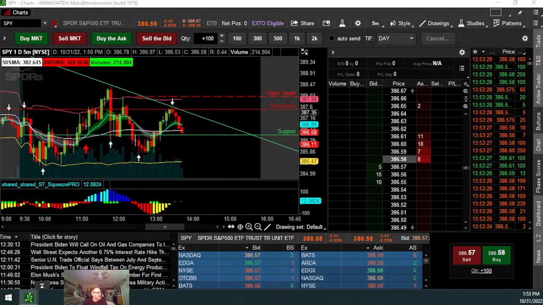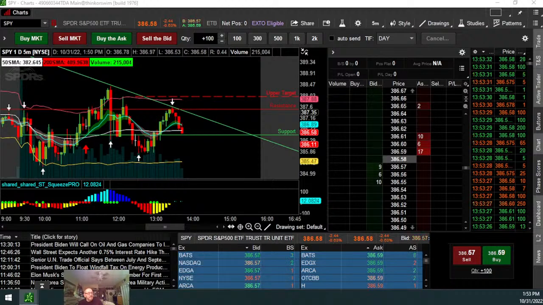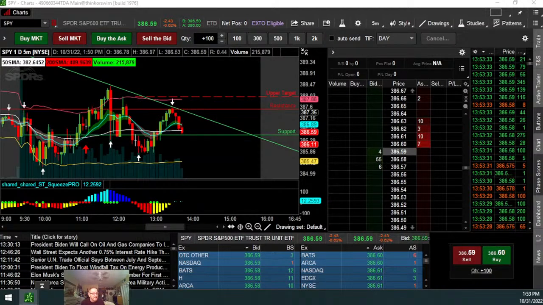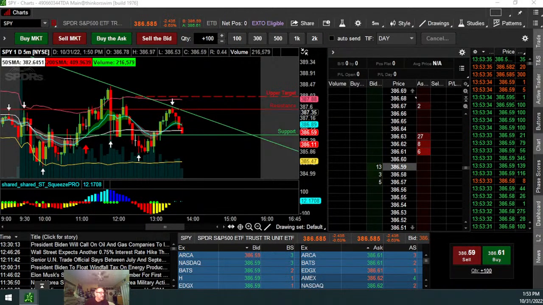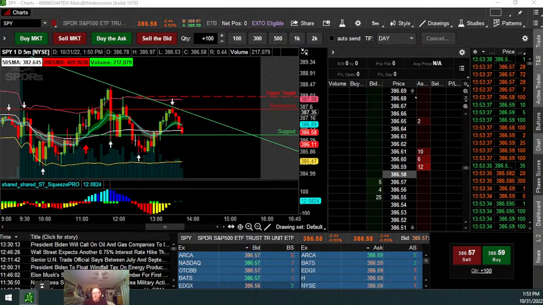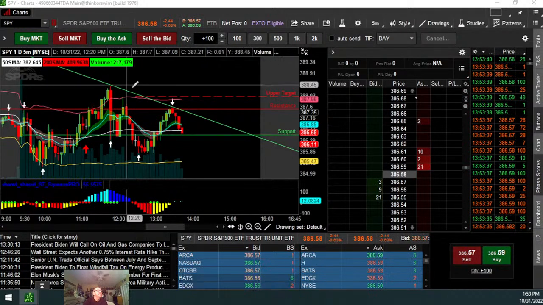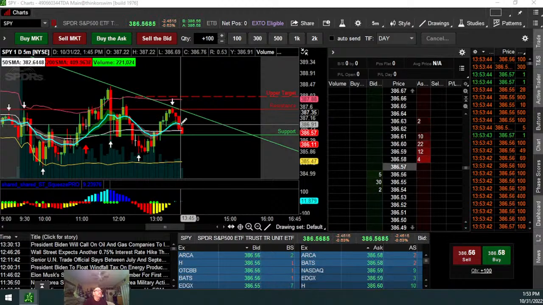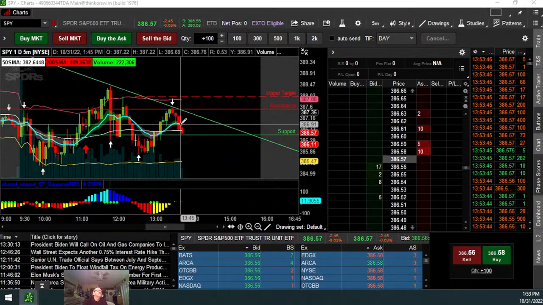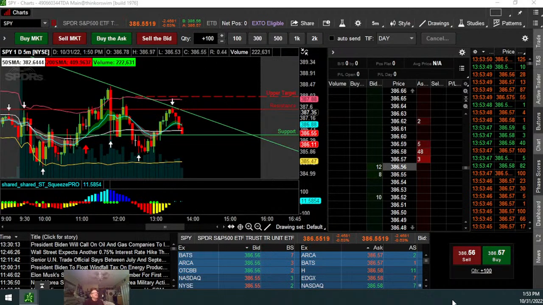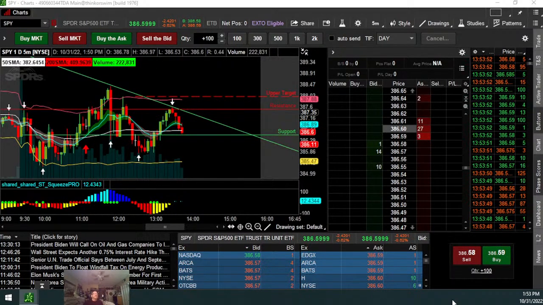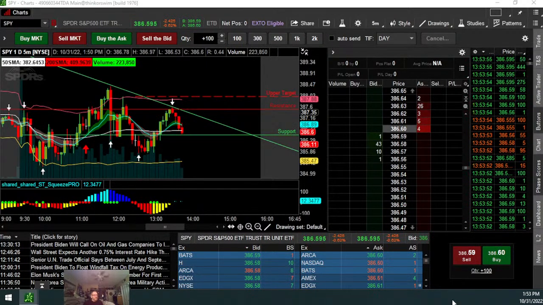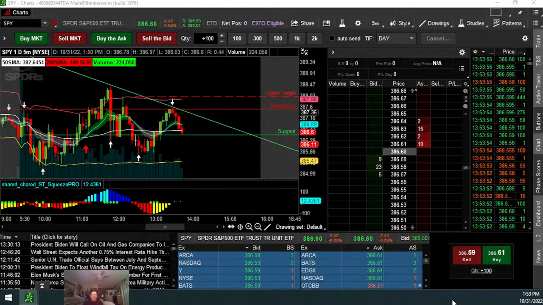What do you think? Anybody think the SPY's going to turn around right here at 386.50 and come back up again? Maybe go back up to the 14 EMA, about 386.90. It could go up 30-40 cents. It could be a good scalp, but we'll have to see. It doesn't look too promising on the 5-minute. It looks more promising on the 1-minute, but we try not to trade on that.